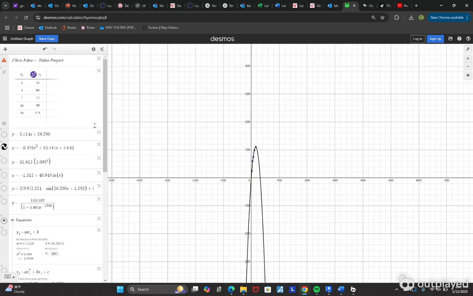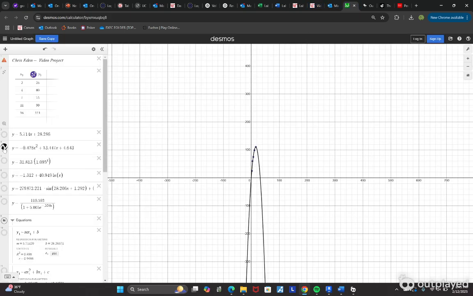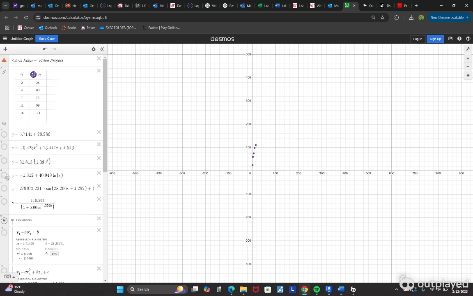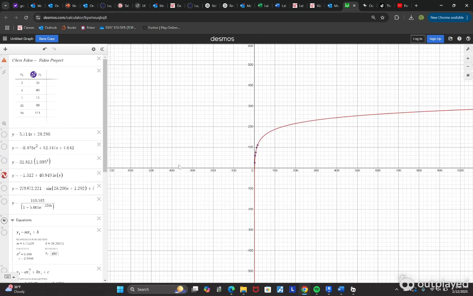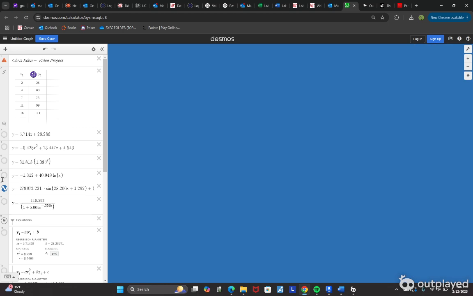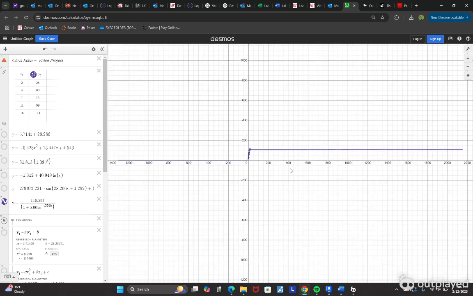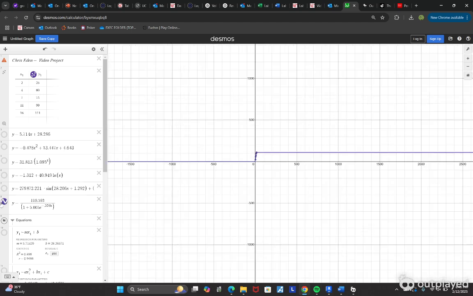There is your, that would be your quadratic. Here's your exponential. Here is your logarithmic. Here is your sine. It's a little bit glitchy. And then here is your logistic. So these are all of the models given to us by the calculator.